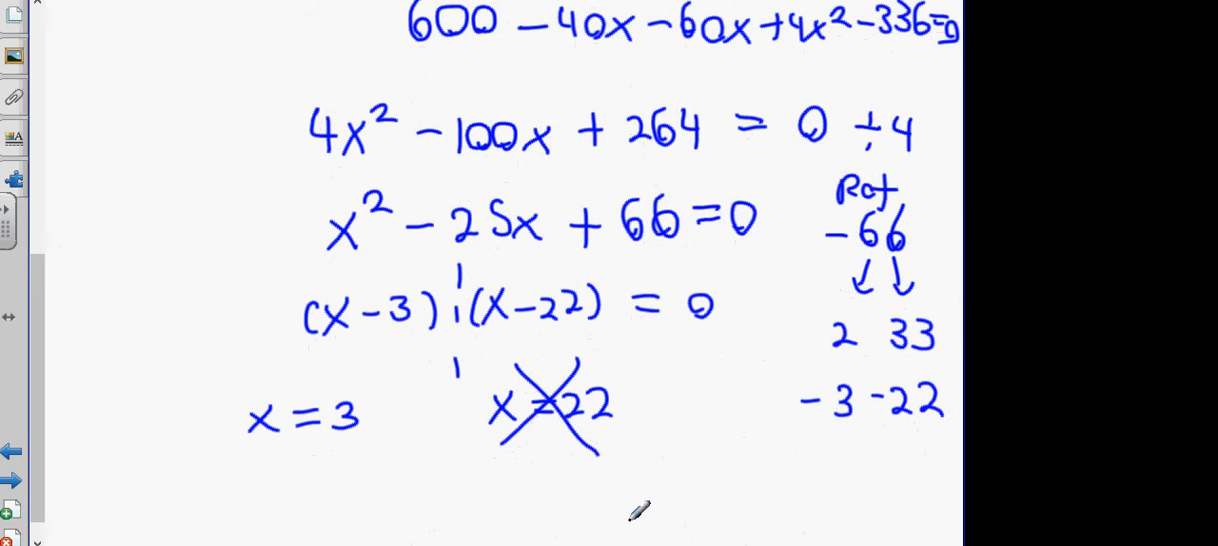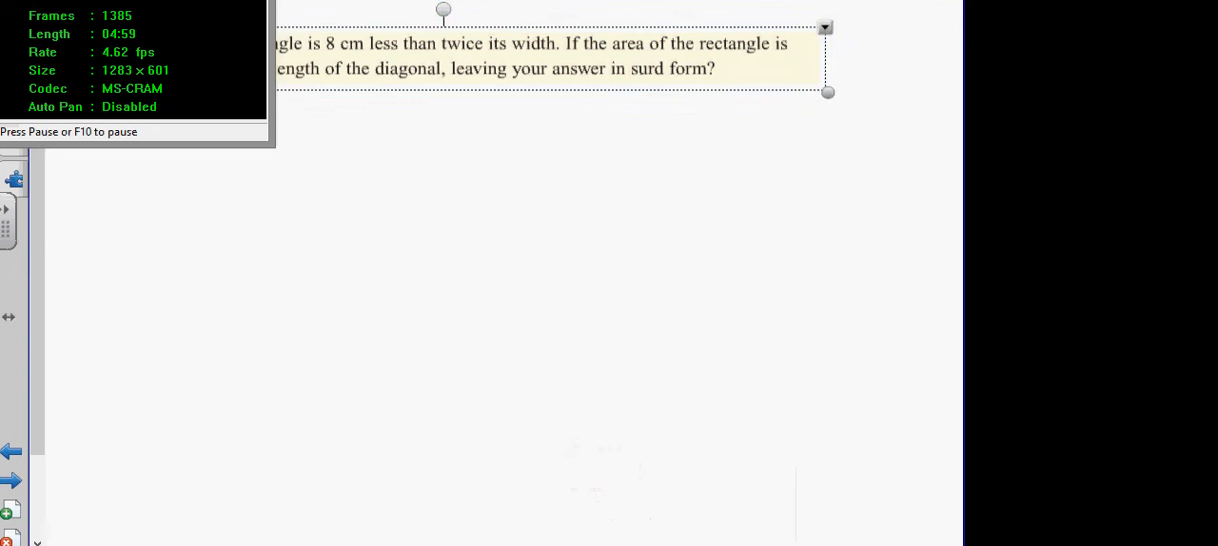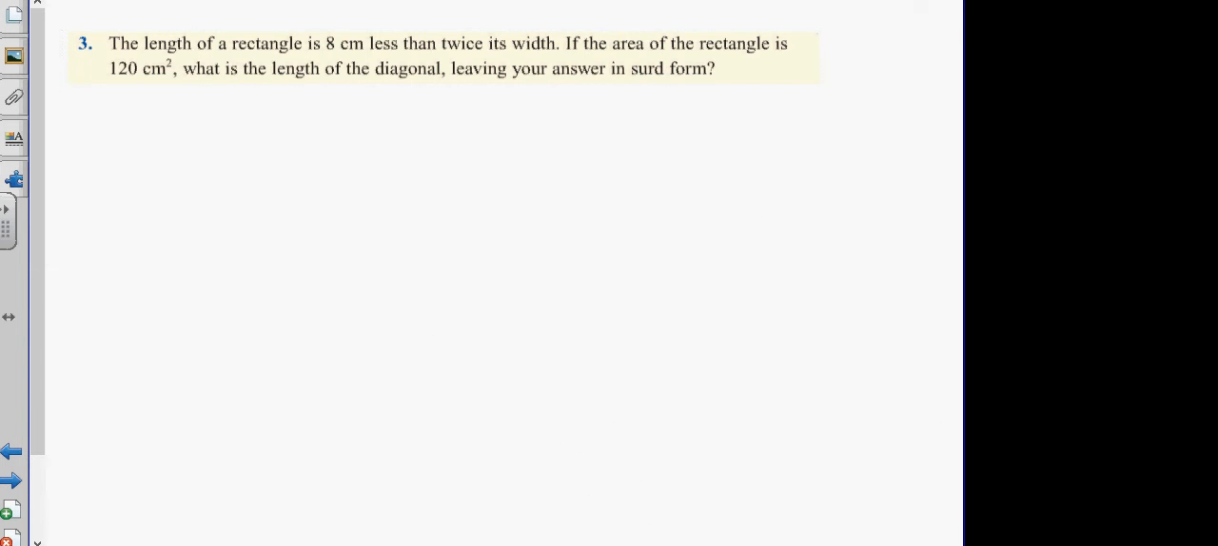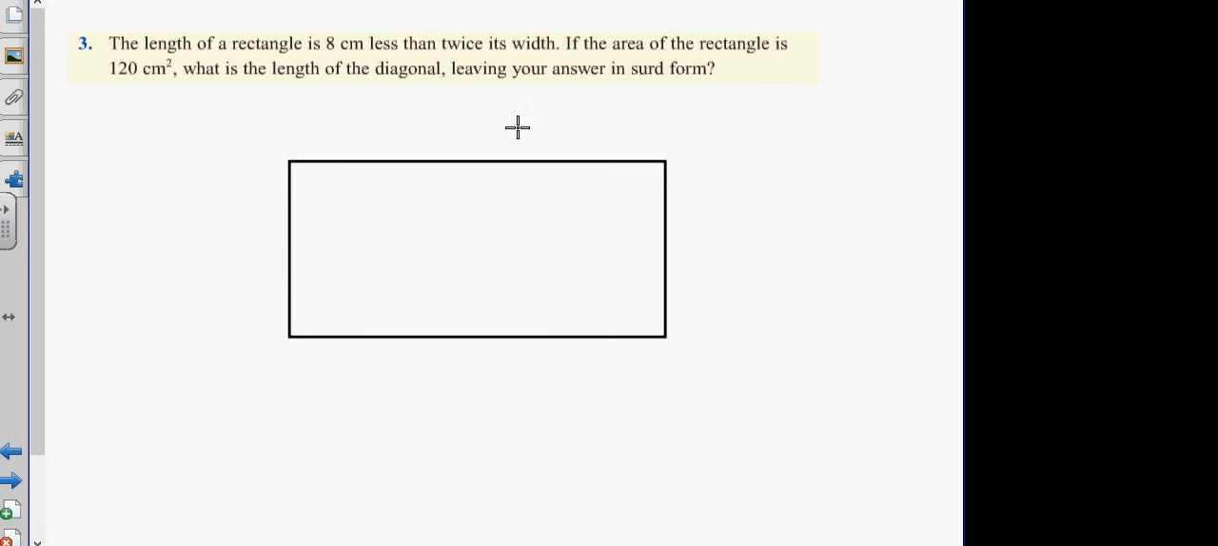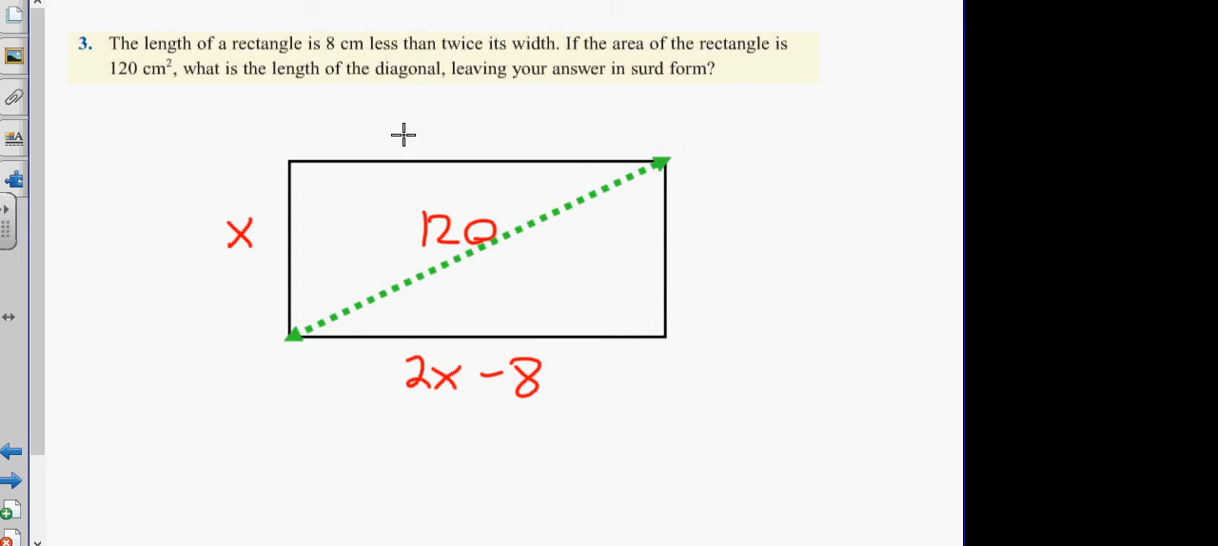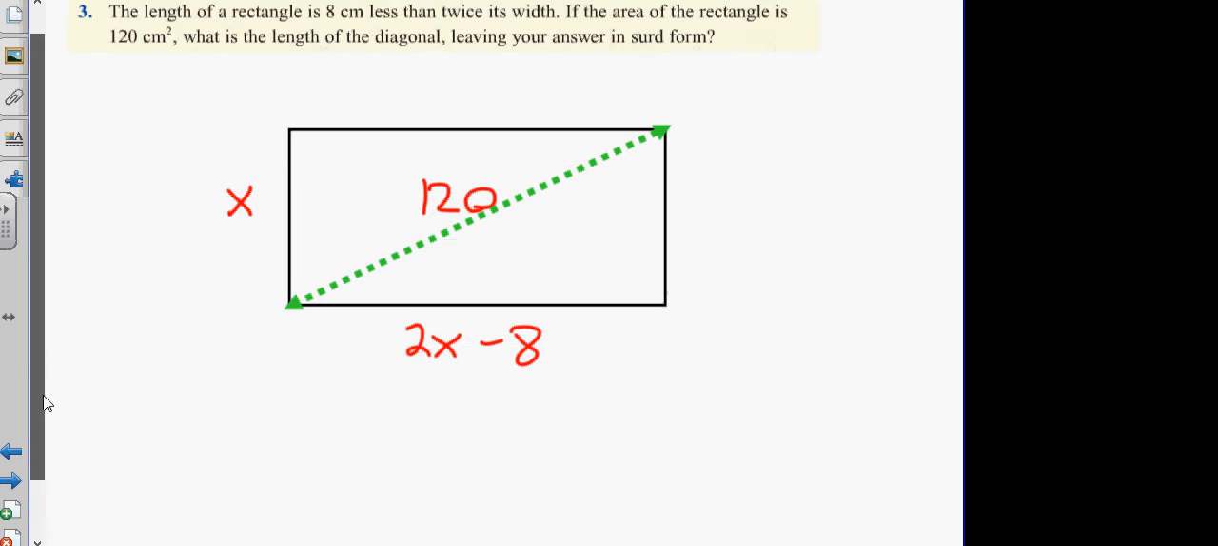And sir, when you divided by 4, you just did that to make it easier for yourself, yes? Yeah, okay. The length of a rectangle is 8 less than twice its width. So if I say the width is x, the length is going to be twice its width minus 8, 2x minus 8. If the area of the rectangle is 120 centimeters squared, what length is the diagonal? So first I had to figure out the length. Once I figure out the length and the width, I'm going to figure out what the diagonal is using Pythagoras' theorem. So let's figure this out.